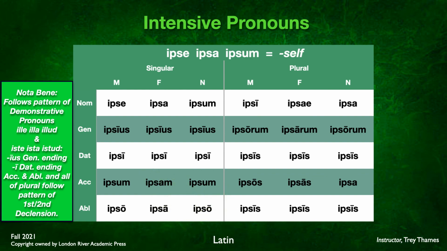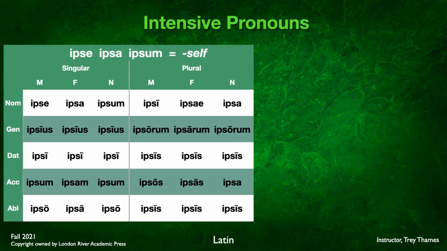And the plural, we usually just run these going down vertically here. The masculine is ipsi, ipsorum, ipsis, ipsos, ipsis. It's got the i, orum, is, os, is. The feminine endings ae, arum, is, as, is. And the neuter, a, orum, is, a, is. Let's look at just a few examples of these, and we'll be done.